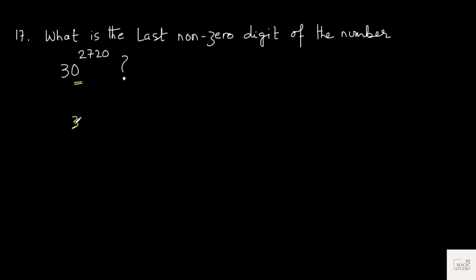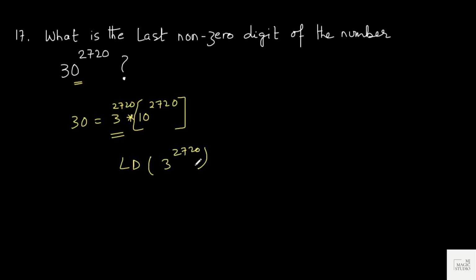So actually 30 is 3 into 10, to the power 2720 and also to the power 2720. So zeros are all because of this 10 to the power 2720. The non-zero digit will be all because of the last digit of 3 to the power 2720. Bingo. This is in type 3. We need to divide the last two digits by 4.